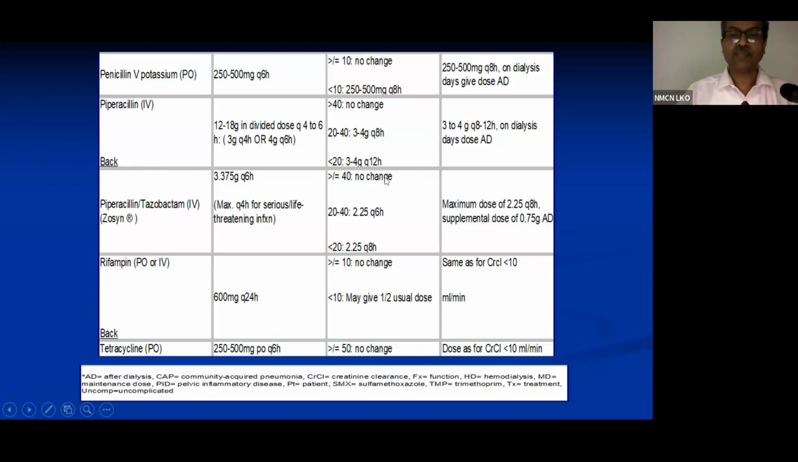What we can see, there is no change required if your GFR is more than 40. If 20 to 40, make the dose half. Usually 4.5 grams is used 6 hourly. Make the dose 2.25 6 hourly, and if less than 25, make it 8 hourly. So this is the one drug. Rifampicin does not require any dose modifications.